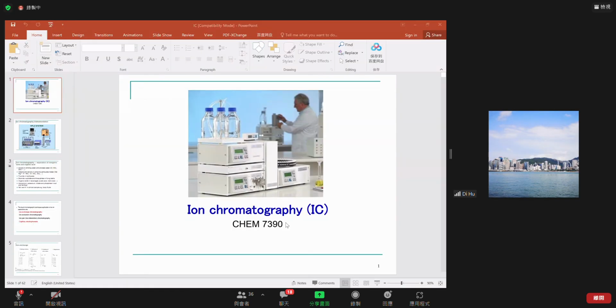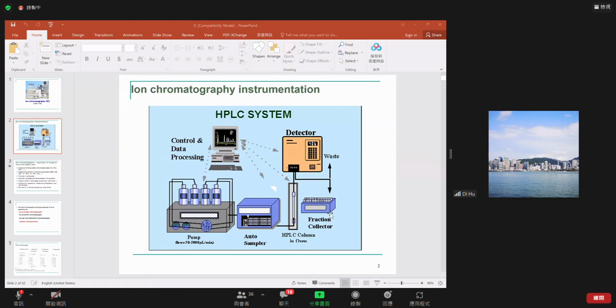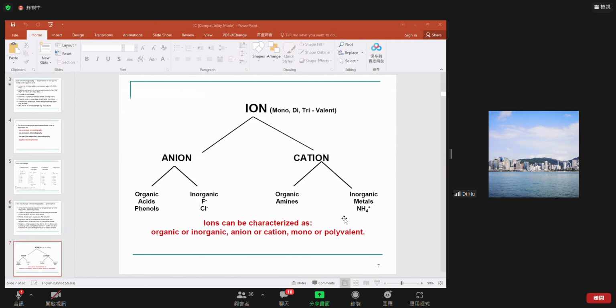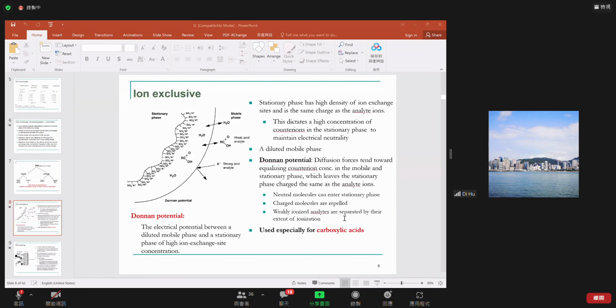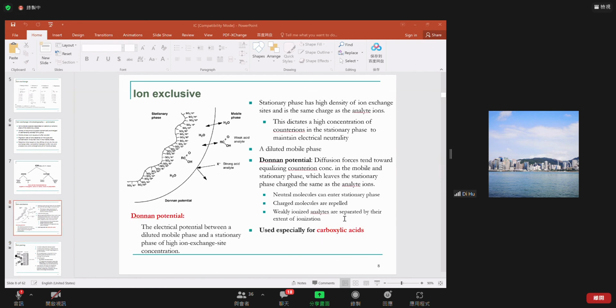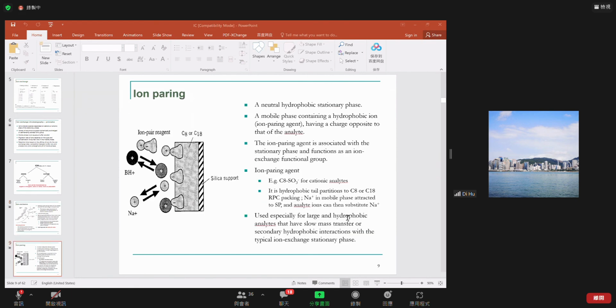Then that is for ion chromatography. For ion chromatography, we'll definitely focus on exchange chromatography, but we also talk about the theory and principle of exclusion chromatography and ion pairing chromatography. You have to know the working principle of all three. Okay, working principle. But talking about more details and applications, we'll focus on ion exchange chromatography.